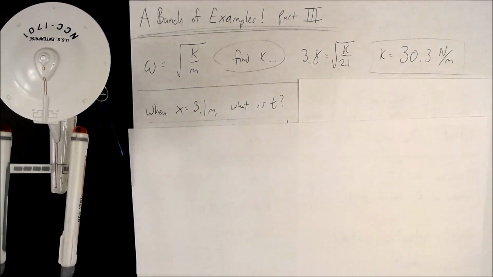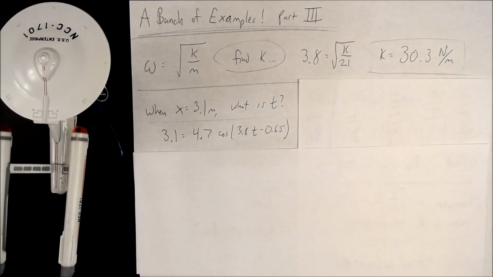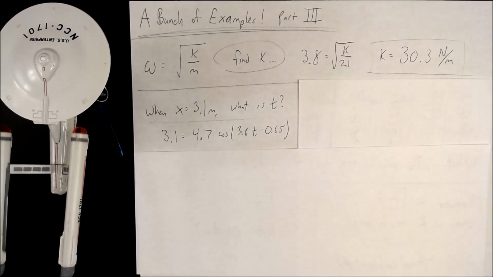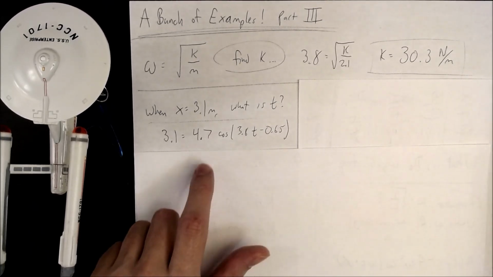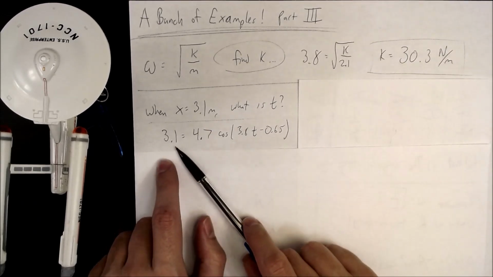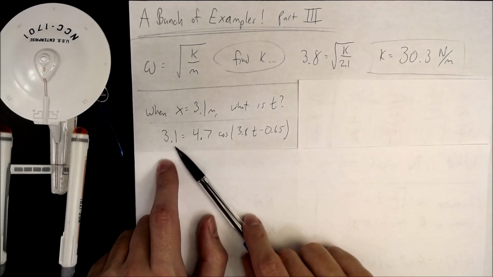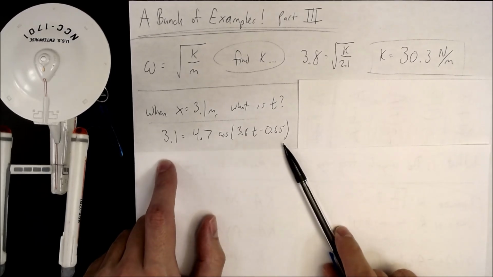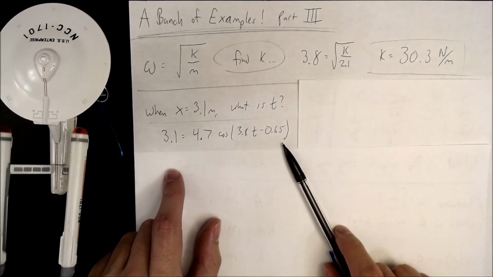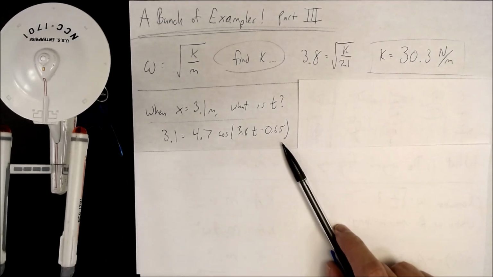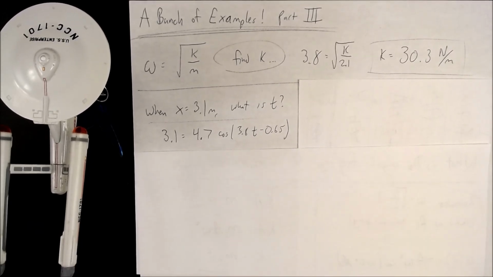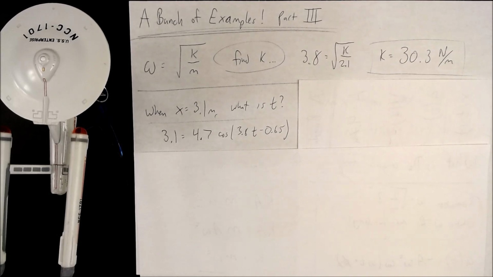Well, when x is 3.1 meters, what is t? We can just take our equation and plug in that x is 3.1 meters. And then the rest is just our equation. Nothing new, nothing different. That's our regular equation. The rest of it is just solving for t. I want you to try solving for t on your own and see if you get what I get.